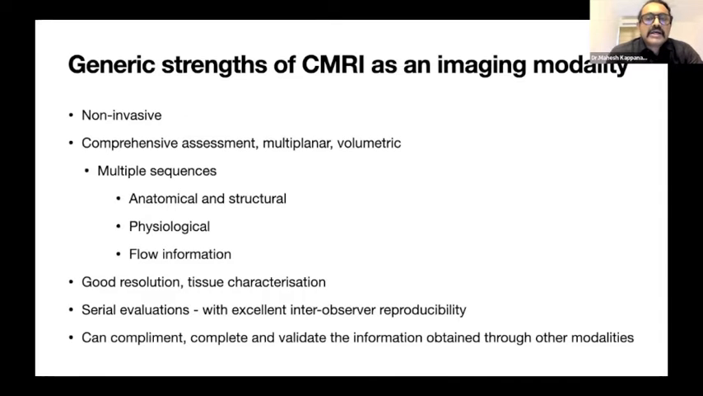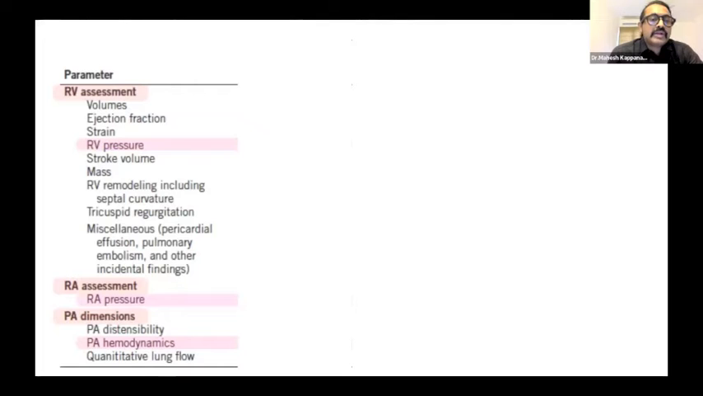So cardiac MRI as a generic strength, it brings several things to the table. It is a non-invasive comprehensive assessment modality which is multiplanar and volumetric and is made up of multiple sequences which offer anatomical, structural, physiological, and flow information. It is a modality with excellent resolution and tissue characterization ability, and it is amenable to serial evaluations with excellent inter-observer reproducibility. It complements, completes, and validates the information obtained through the other modalities.